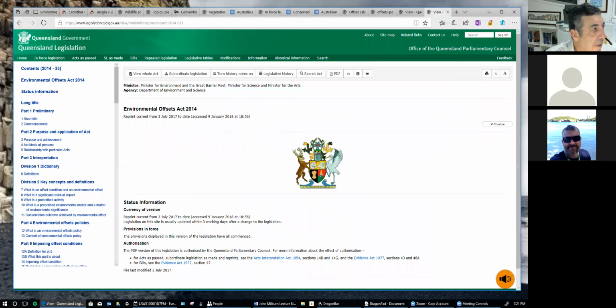Firstly, the Environmental Offsets Act of 2014 is a Queensland piece of legislation that provides the coordination of delivery of environmental offsets across jurisdictions and provides a single point of truth for offsets in Queensland. Please look at that Act, and when you do so, I'd urge you to consider in particular sections 3, which deals with purpose and achievement, 7, which deals with what is an offset condition and an environmental offset, and 8, which relates to what is a significant residual impact.